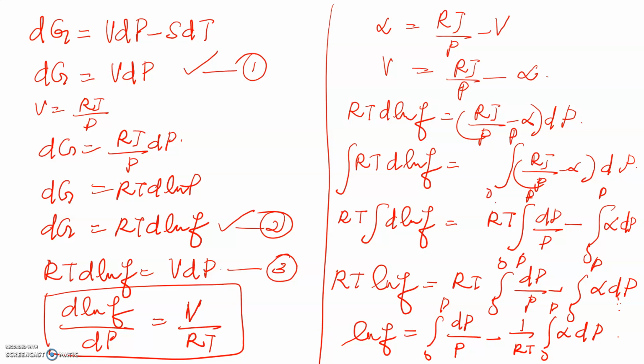If we can find the right hand side of this equation, just by taking the antilog, we can calculate f. So how do we calculate the right hand side of this equation? Integral 0 to P dP by P is ln P, that we know. So we write ln f is equal to ln P minus 1 by RT integral 0 to P alpha dP. So how to determine this integral, integral 0 to P alpha dP?